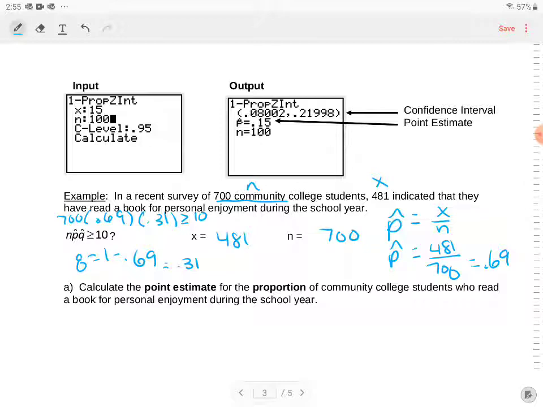Calculate the point estimate for the proportion of community college students who read a book for personal enjoyment during the school year. Okay, so we've done that, and I did that earlier, but let's go over it again. P hat is equal to X divided by N, so P hat is equal to 481 divided by 700, again, which is 0.69. That's our point estimate.